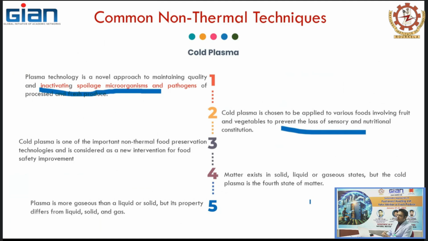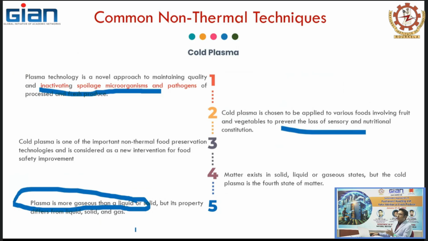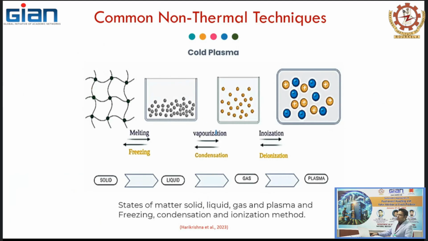But now the plasma, what we consider here, plasma is more gaseous than liquid or solid, and its properties are also not similar to gas, liquid or solid, and that plasma we can use to inactivate microorganisms. So we come to the step of how it works. Once we generate the plasma, it is used to inactivate the microorganisms on the product.